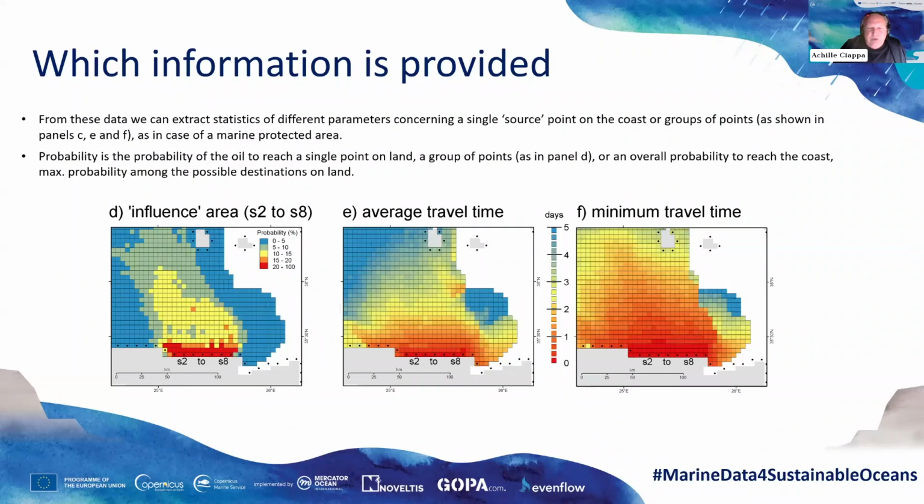This is another example of the information which is provided. This is for a group of points, as could be a marine protected area. So again, in figure D, we have the influence area from where the oil spills are expected. Please note that these figures are done, or the data set is organized, on a monthly basis. So we have these maps for each month.